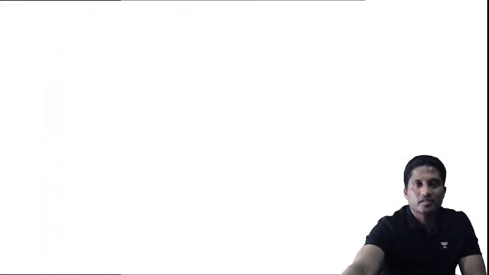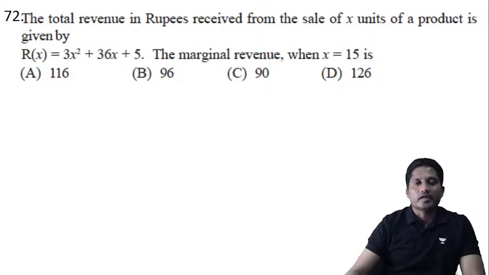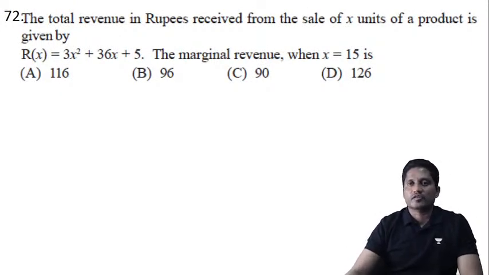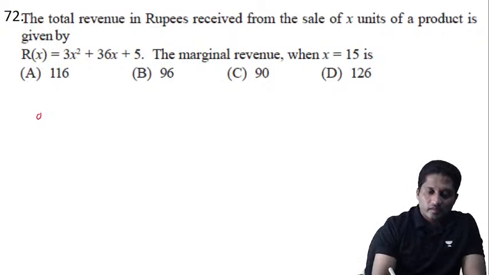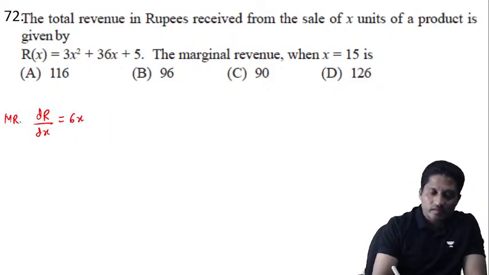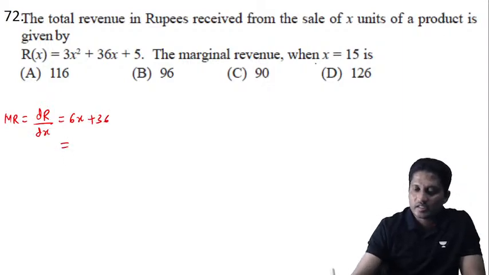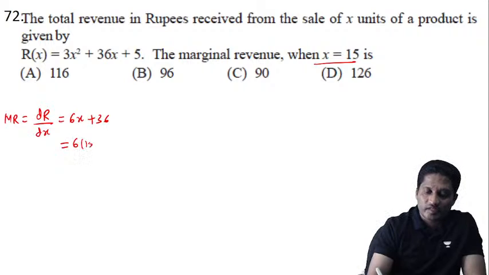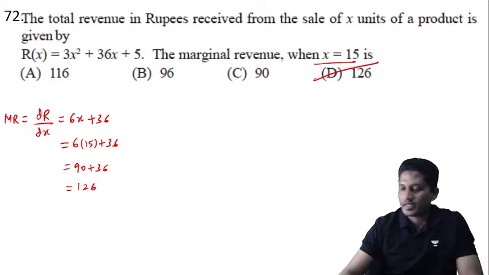Let's move to the next question. The total revenue in rupees received from the sale of X units of a product is given by rate of change of R with respect to X. Revenue will be equal to 6X. This is marginal revenue, MR, 6X plus 36. Now when X is equal to 15, this is 6 into 15 plus 36. So you get 90 plus 36 will be equal to 126. Last option D.